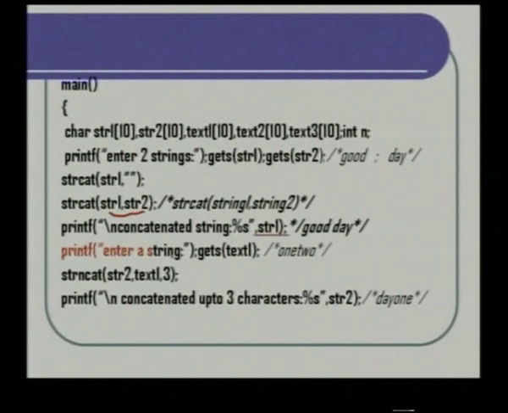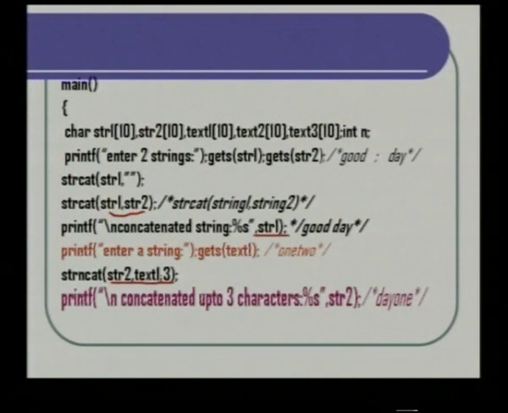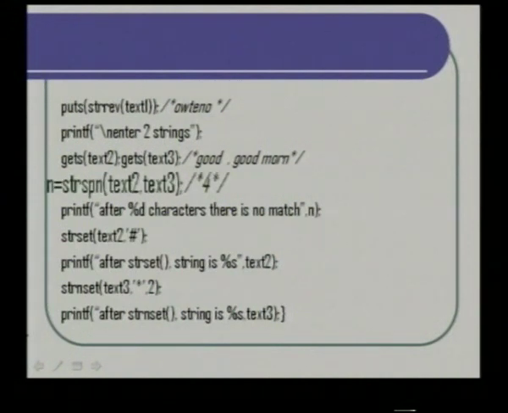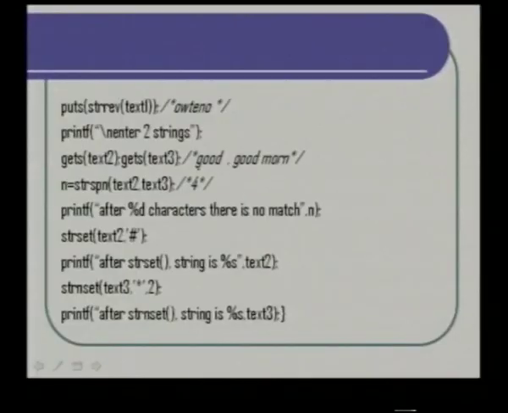Next I want to do the next string function. I am getting another set of text and I am concatenating only the first 3 characters. Text 1 is 1 and 2, string 2 is day, only the first 3 characters are concatenated. So, the result becomes day 1. Then here I am reversing a string and printing it, I just have to call the string reverse function. strspn is to find out up to what length two strings are identical. Text 2 is good, text 3 is good morning. Here only the first 4 characters are identical, so the result 4 is printed over here.